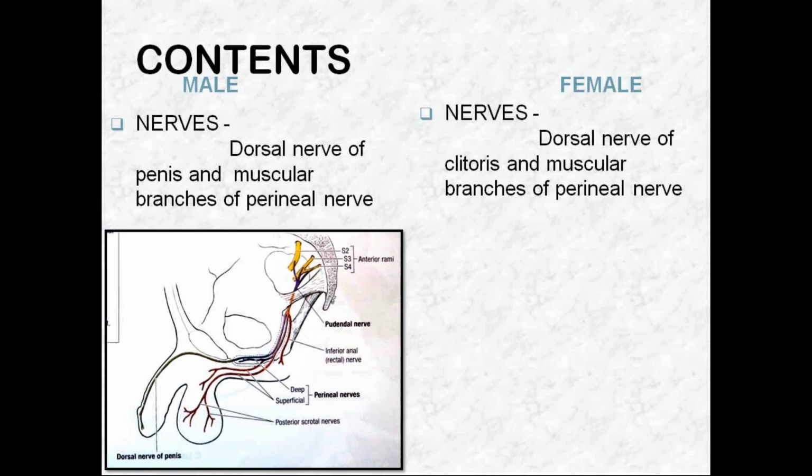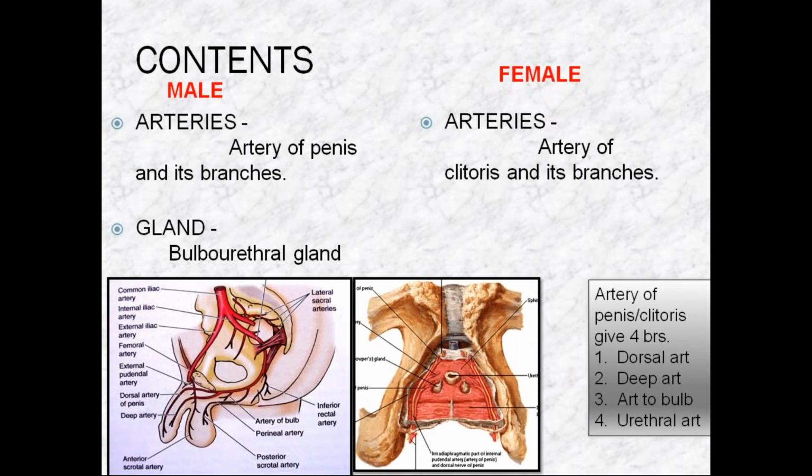Okay. Next one, what are the arteries situated in deep perineal pouch? In case of male, artery of the penis. This is artery of the penis, the continuation of the internal pudendal artery. The branches of artery of the penis are 4 in number. Artery of the penis is situated in deep perineal pouch, and this branch is situated in superficial perineal pouch. So 4 branches arise from artery of the penis.